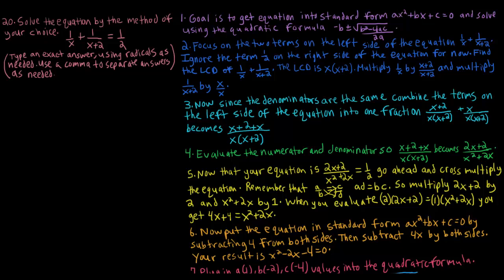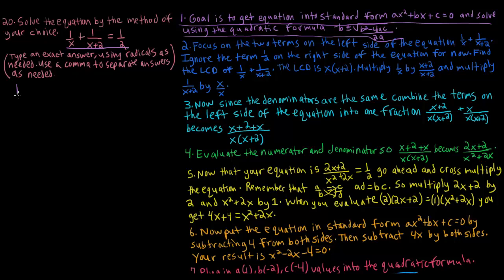So to start with, what is our goal for this equation? Well, step 1, our goal is to get the equation into standard form, ax squared plus bx plus c equals 0, and solve using the quadratic formula: negative b plus or minus the square root of b squared minus 4ac, divided by 2a. So we need to get this beginning part into standard form and then solve with the quadratic formula. So let's rewrite the equation.